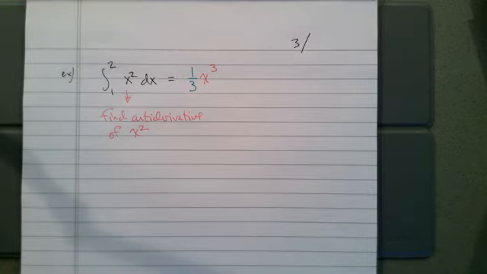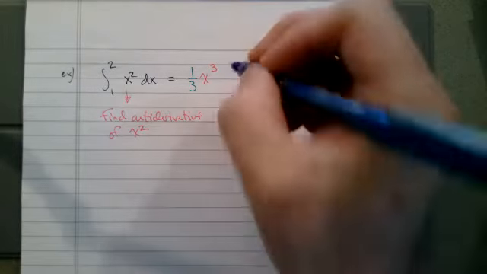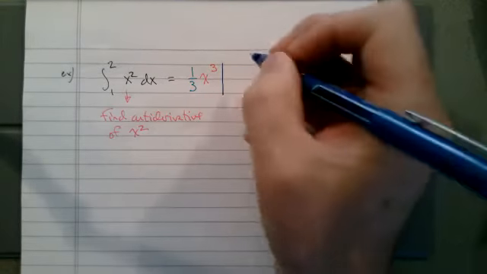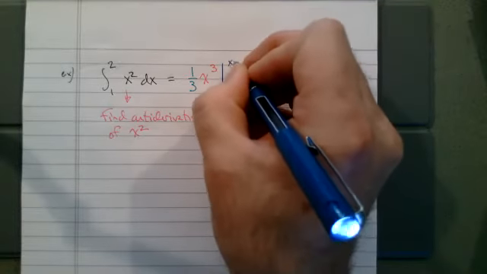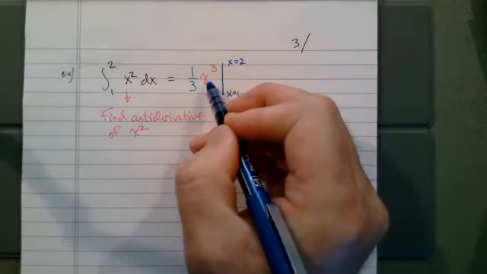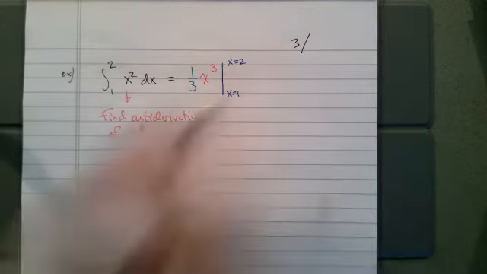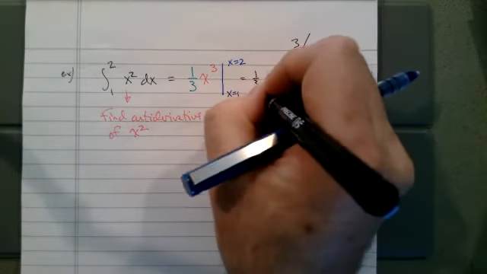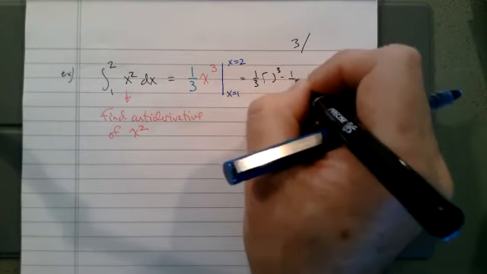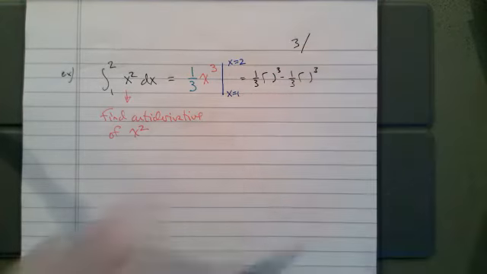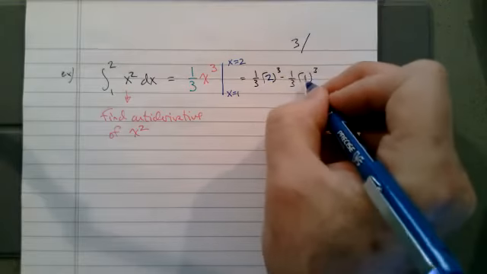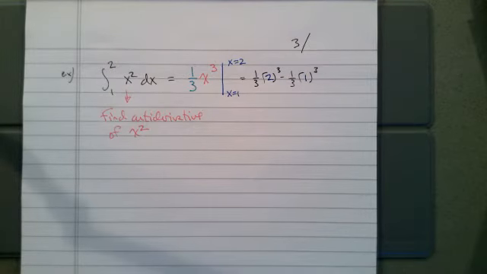Now we need to take this capital F of x and evaluate it at 2 and evaluate it at 1. The way we indicate that is we put a vertical line after the function and say evaluate this from x equals 1 to x equals 2. This notation tells us plug in the 2, plug in the 1, and subtract. So this tells us to do 1/3 times 2 cubed minus 1/3 times 1 cubed. So we got 8/3 minus 1/3, which is 7/3.